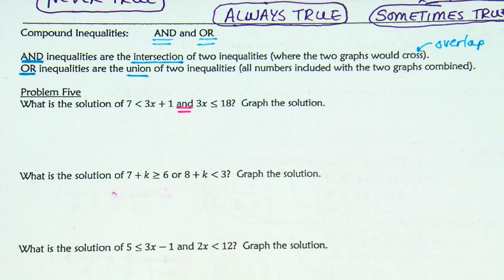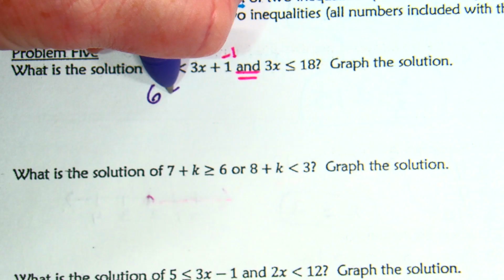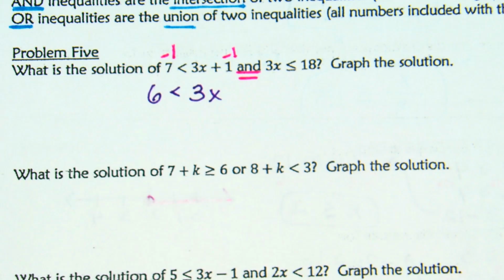How do I continue to get x by itself? If it's 3 times x, we're going to divide by 3. Now, 6 divided by 3 is 2, less than x. And traditionally, normally, what are you guys probably going to do? Flip everything. You're probably going to flip it and call it x greater than 2. What was the word in between? And.